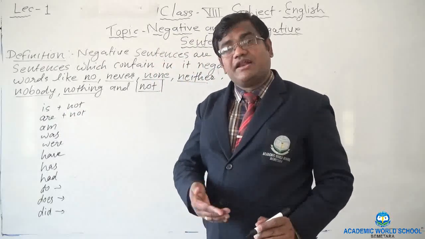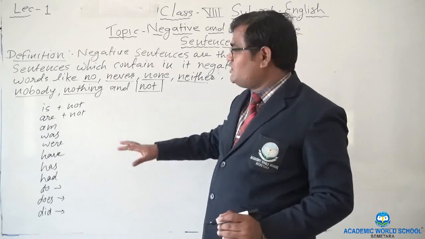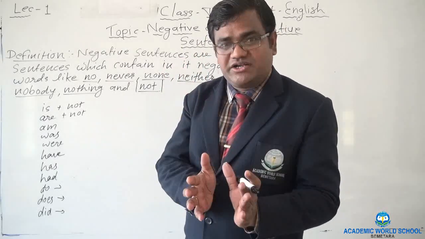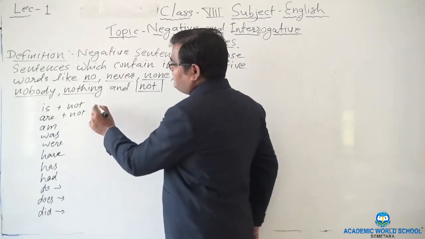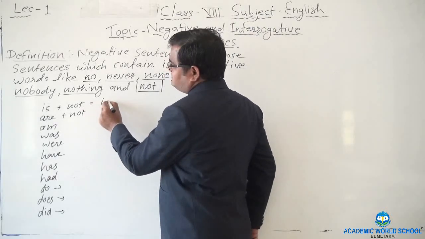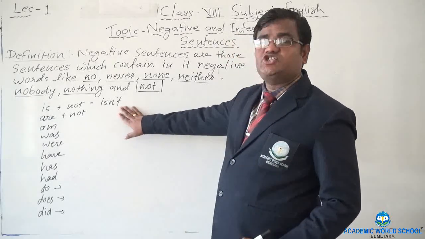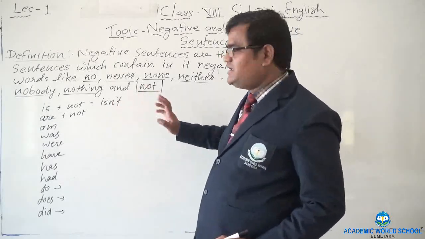And we can write the contraction also. Contraction means just joining two words, is and not, when we make it. For example, we can make here isn't, right? Isn't, it is the short form: n apostrophe t.